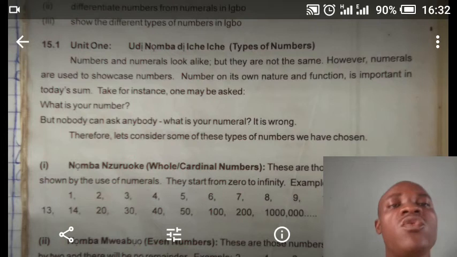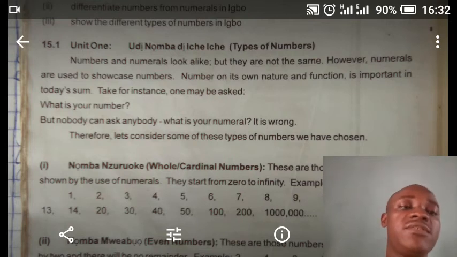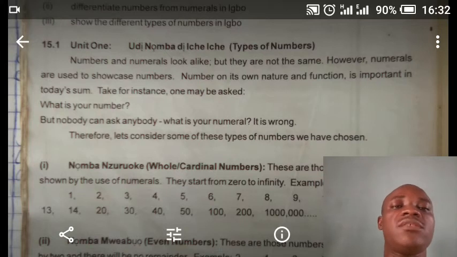Okay, so Odi number di iche iche. Types of numbers. Types of Igbo numbers. At least today you will learn how to identify it and master the numbers. Numbers and numerals look alike, but they are not the same.